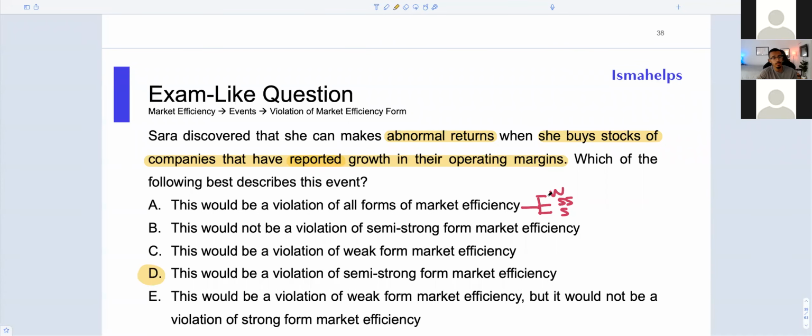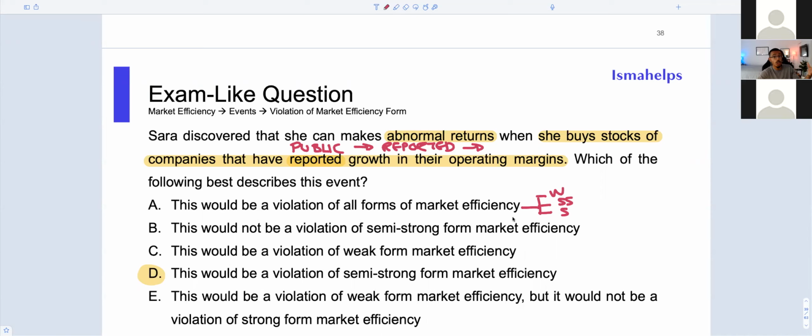If you're in a weak form, you could only not use past prices to beat the market. However, in this case, Sarah decided to use public information, because it was reported in a release or a statement. This is public information. So technically, if Sarah was under a weak form of market efficiency, this would be okay. She would be able to make these abnormal returns. Is that fair for everybody? Quick yes in the chat, and quick why, if that's fair.